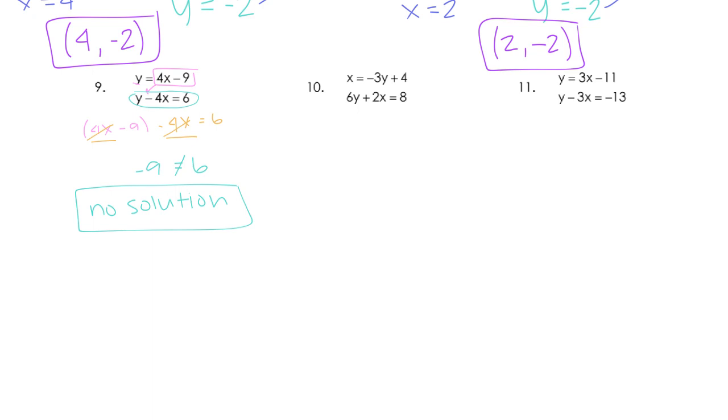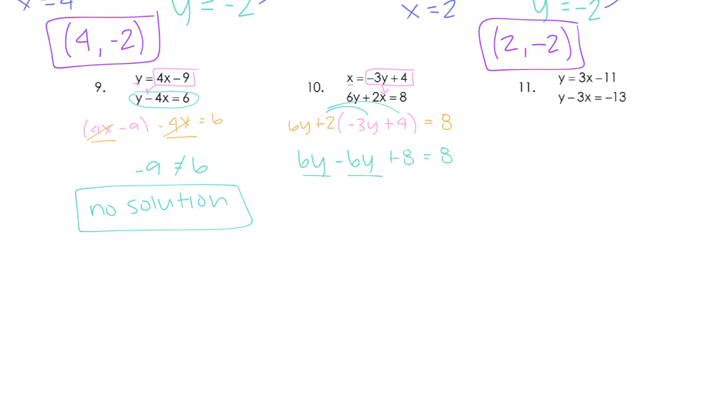Okay, looking at number 10, x is isolated, so I'm going to go ahead and draw my box. This is going to get plugged in for x. So we have 6y plus 2, and then substituting in -3y plus 4. And then we have equals 8. So then if I distribute here, I get 6y minus 6y plus 8 equals 8.